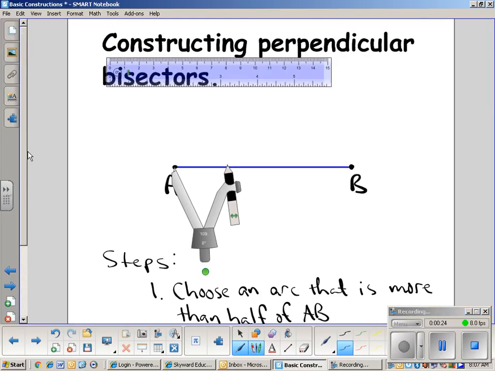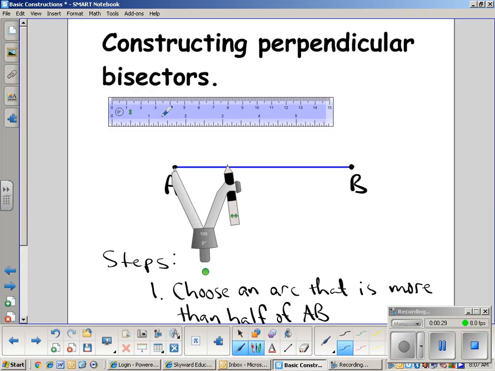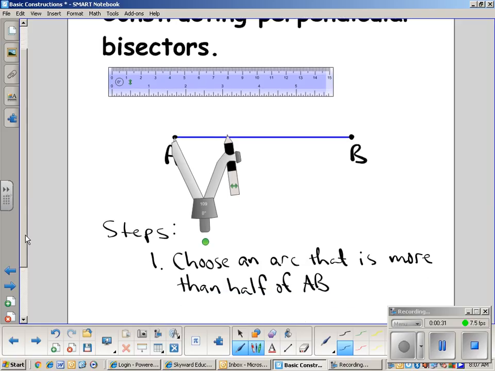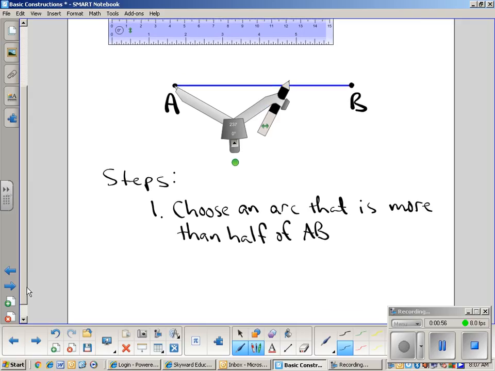Okay, so the first thing we're doing here is constructing perpendicular bisectors. And we have segment AB. We want to construct a perpendicular bisector to segment AB. Step 1 says choose an arc that is more than half of AB. Well, right now I have my compass on there. Is that more than half AB? No. So I need to make it more then. Is that more than half of AB? Yeah. Okay. So I've chosen an arc that's more than half of AB.